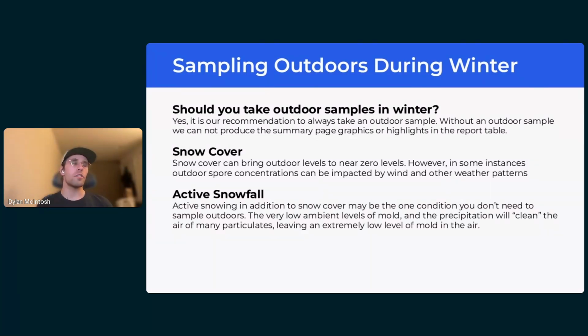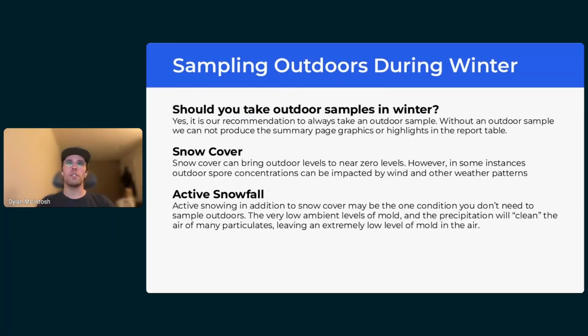Mentioned snowfall, snow cover and snowfall, where outdoor spore concentrations can be very, very low, but they can still be impacted by factors far outside of your localized area. Active snowfall is when levels will probably be at their very lowest. The action of that precipitation falling, particulate matter, whether general particulate matter or exhaust fumes from cars or road dust, all gets cleaned out of the air and collects on those snowflakes as they fall down, mold spores included. So the levels may be very, very low in those instances.